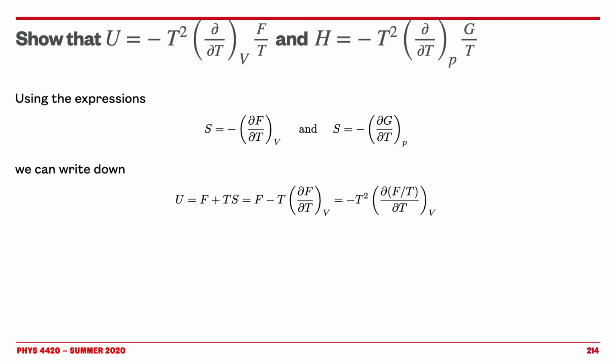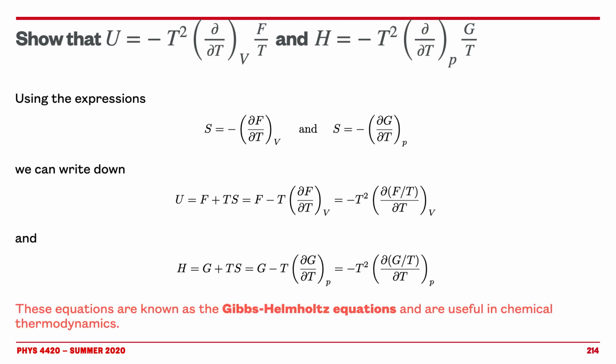Okay, so you can calculate this, and likewise you can calculate the enthalpy as a derivative of the Gibbs free energy divided by T. These equations are actually very useful, because that means that if you know two of them, you know the other two as well. And these are called the Gibbs-Helmholtz equations. So if you ever do chemical engineering or chemistry, these equations are very much used.